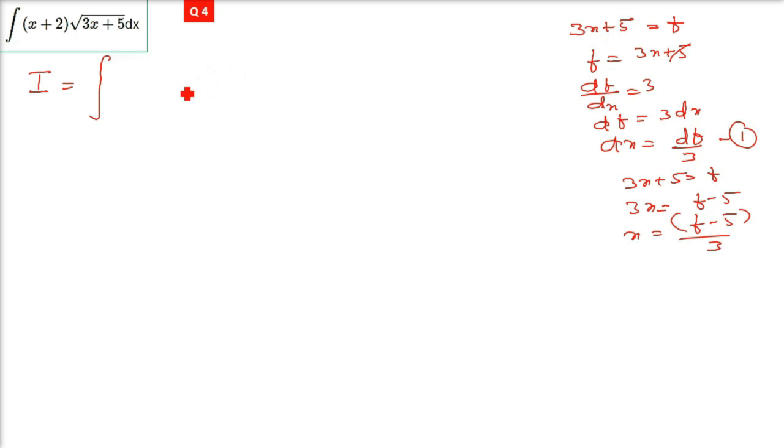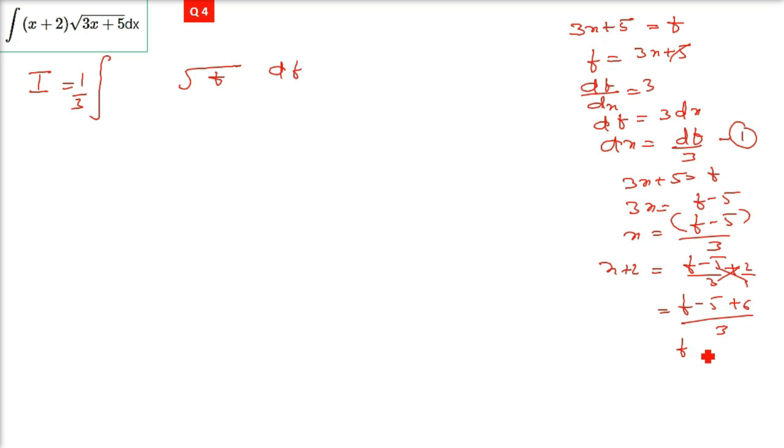2. See, inside it, under root, we have already made our life easier. Under root t, dt, because when you replace dx by dt, it has to be dt by 3. So I'm taking 1 by 3 outside the integration because it doesn't affect. How about x plus 2? x is already t minus 5 by 3, so we just need to add a 2. T minus 5 plus 6 divided by 3 gives t plus 1 divided by 3, which is actually x plus 2.